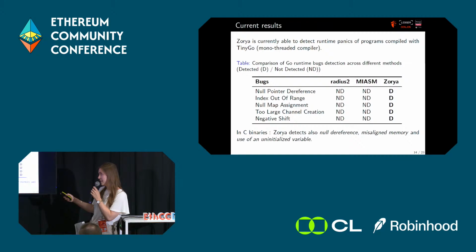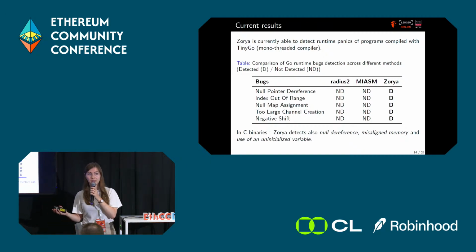Also, I wanted to underline this important point, which is that P-code is used in Ghidra. And with Ghidra, you can analyze many types of binaries, including C, C++, Rust, all other types of languages. So since we are working with P-code, Zoria is also in theory able to do concolic execution for any type of binary that can be translated to P-code. So we also wanted to try if Zoria is able to find these three simple vulnerabilities in C binaries. And yes, it was able. So that's the conclusion.